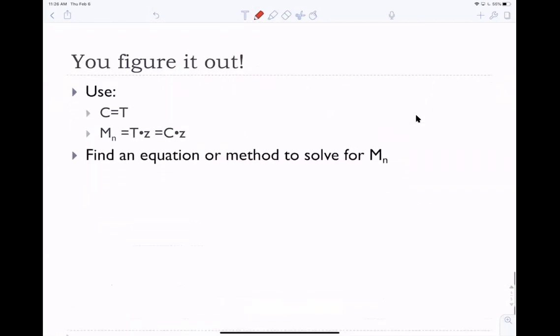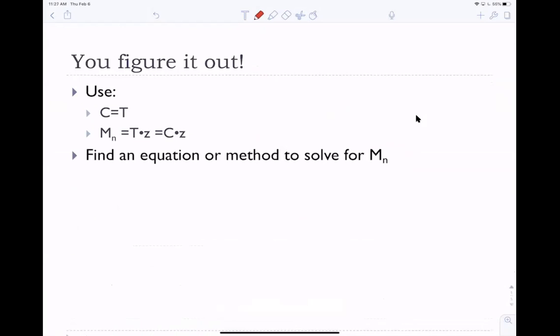Okay, so I want you to find an equation for Mn. You could pause the video here and try and figure it out, or just keep watching and see the equation. So here we go.